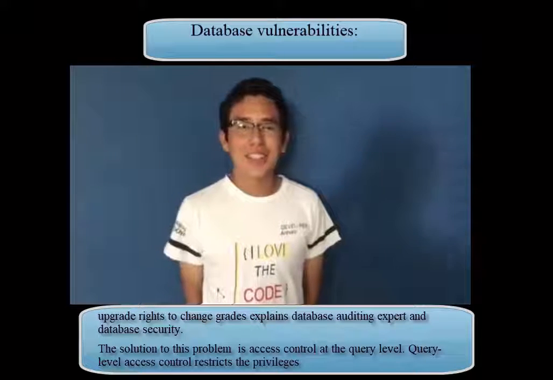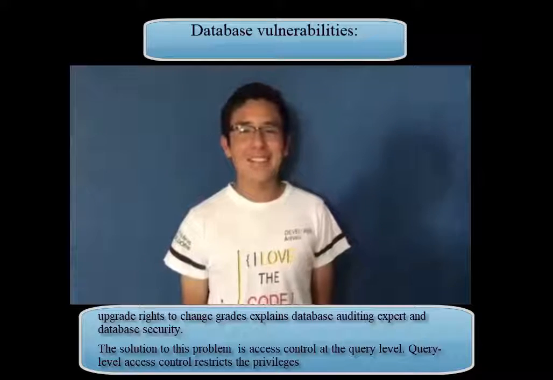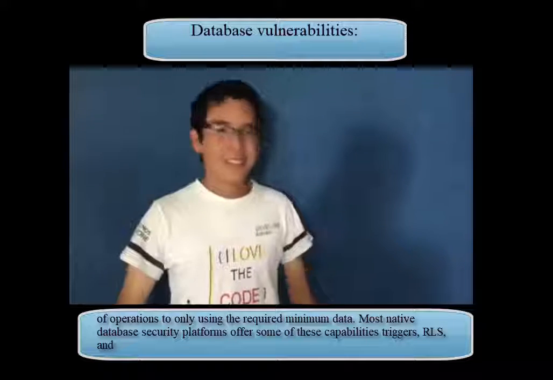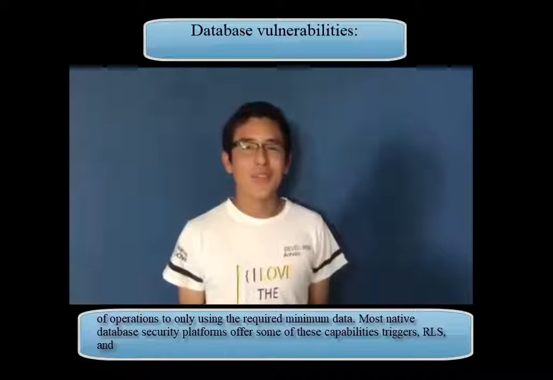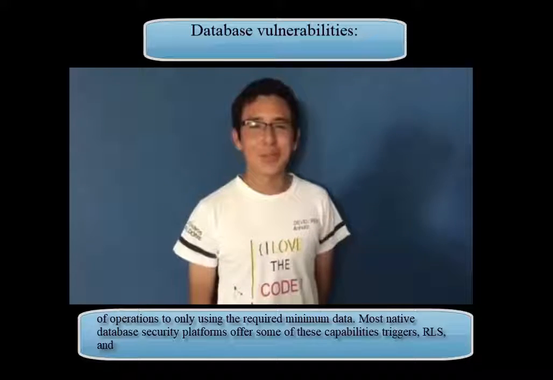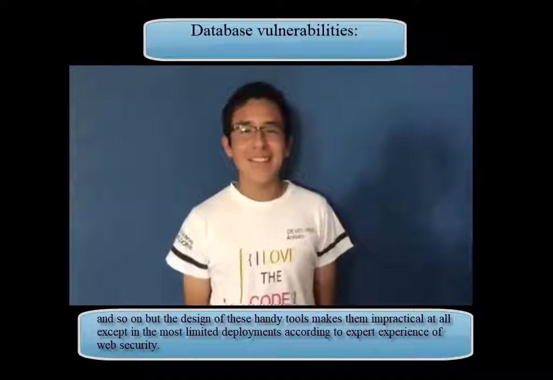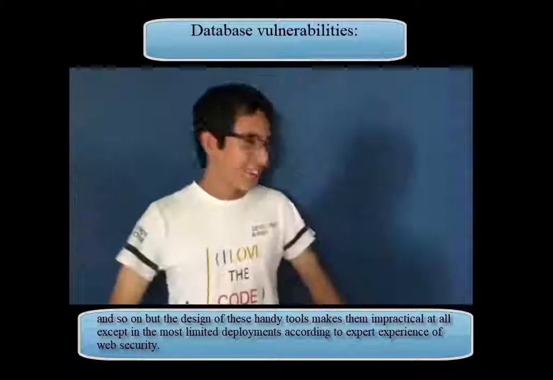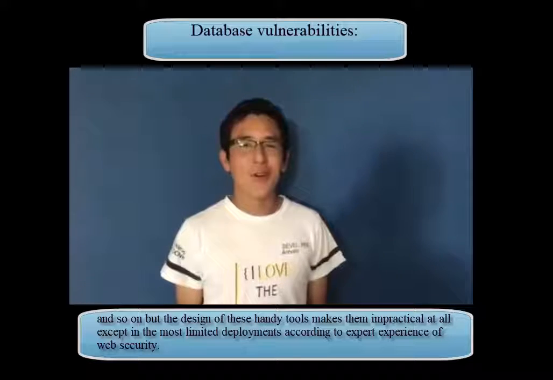The solution to this problem is access control at the query level. Query-level access control restricts the privileges of operation to only the required minimum data. Most native database security platforms offer some of these capabilities, such as triggers and RLS, but the design of these tools makes them impractical except in the most limited deployments, according to web security experience.